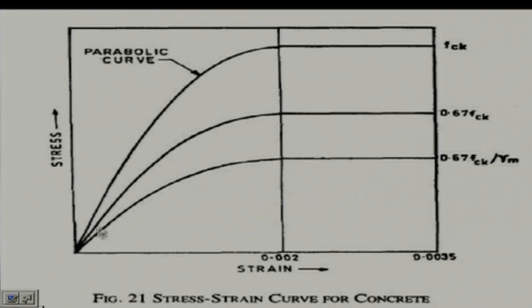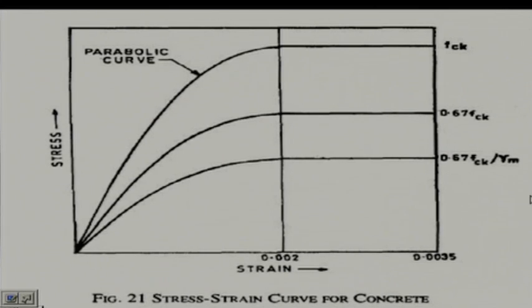One more thing I would like to point out: this part is parabolic and the other part straight, but in a real situation, if you do the experiment and apply the load, you will get a certain drooping portion also. That means it will go up, then slowly come down to a certain level. But we are not considering that for our design purposes.